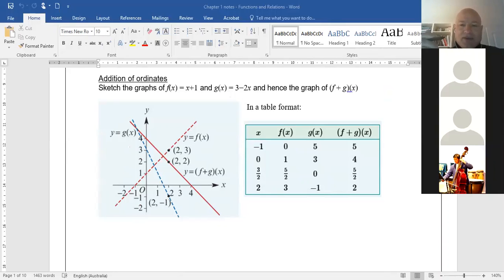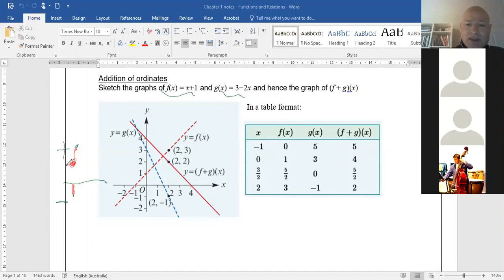Now, what does addition of ordinates mean? It means we're sketching one graph, sketching the other graph, and then if they're above the x-axis, we add them together. If they're below, it's a minus. So if we've got a point up here and a point up here, then this distance here, we have to take away from this distance, so the new graph comes there. Okay, that's what addition of ordinates means.